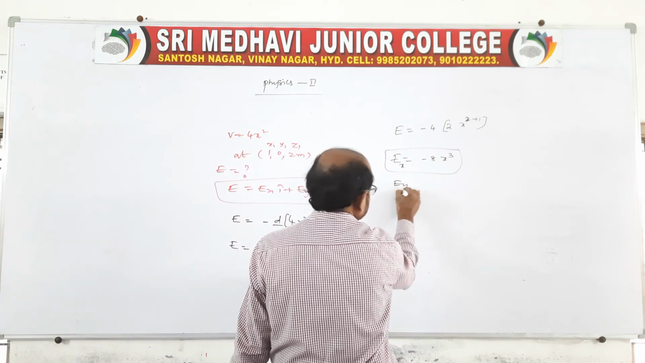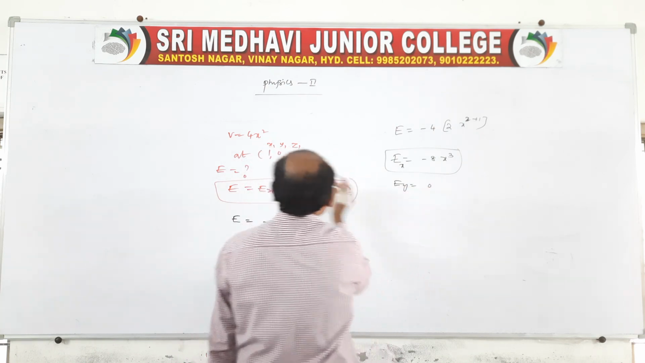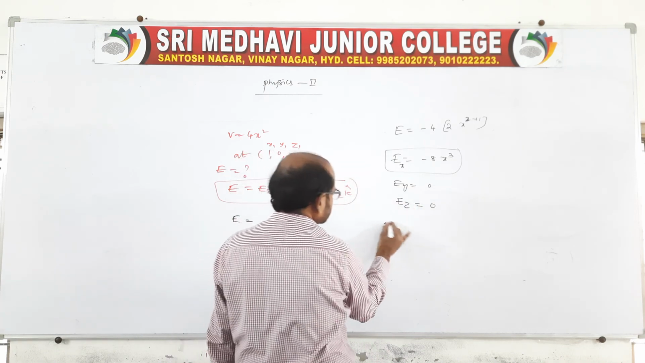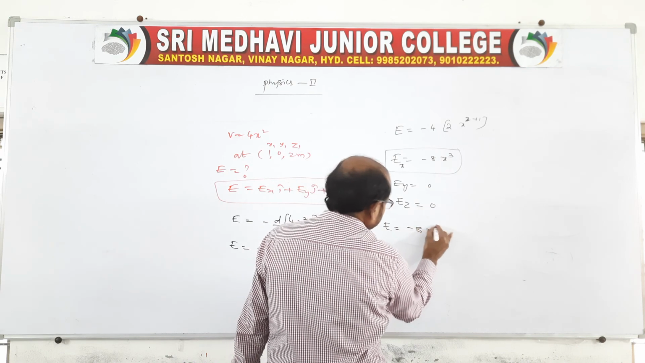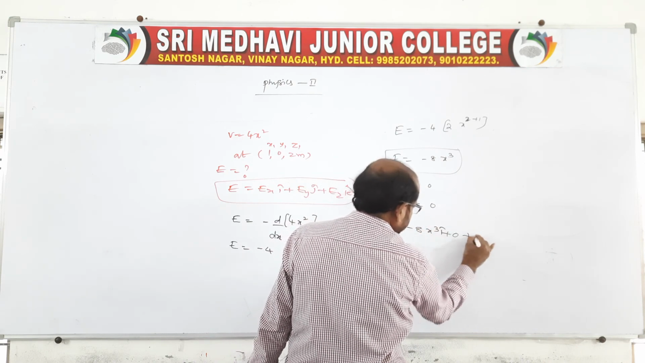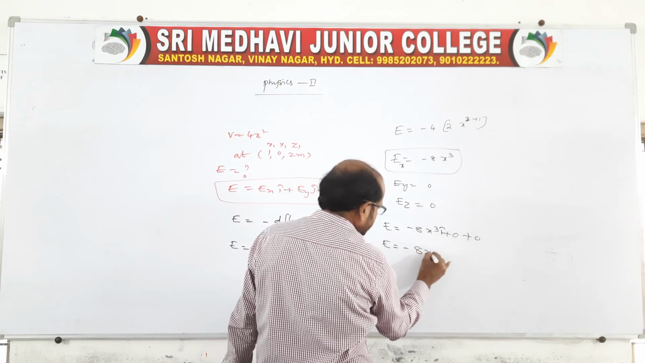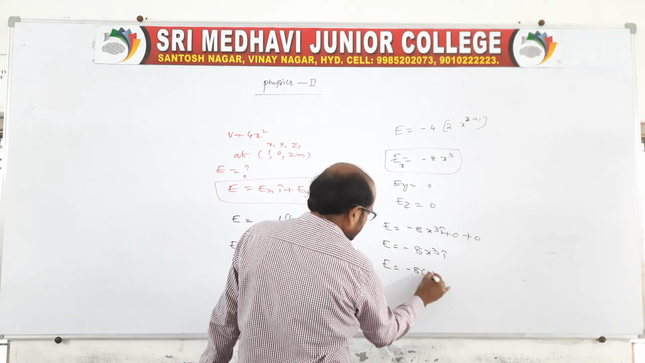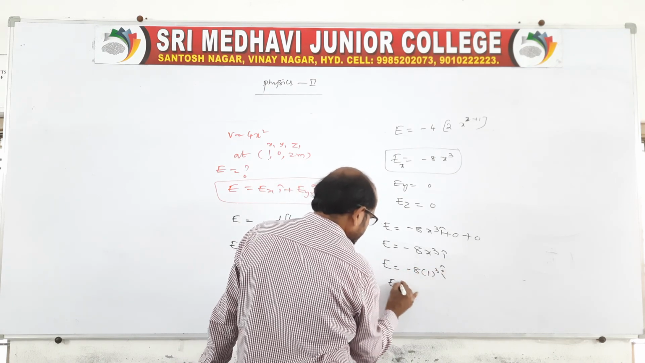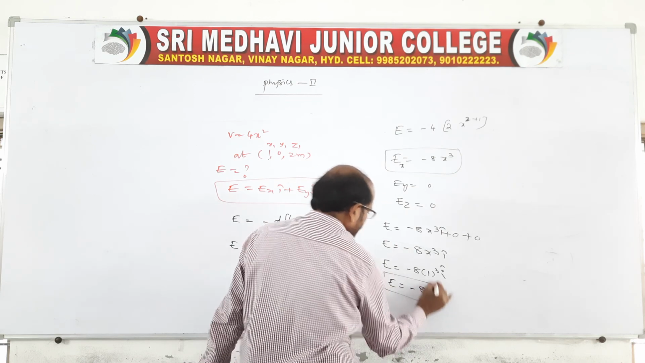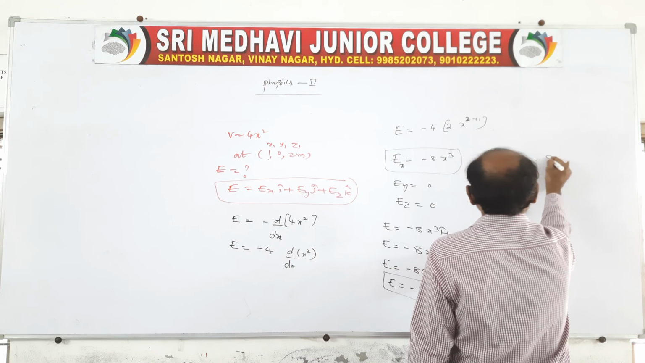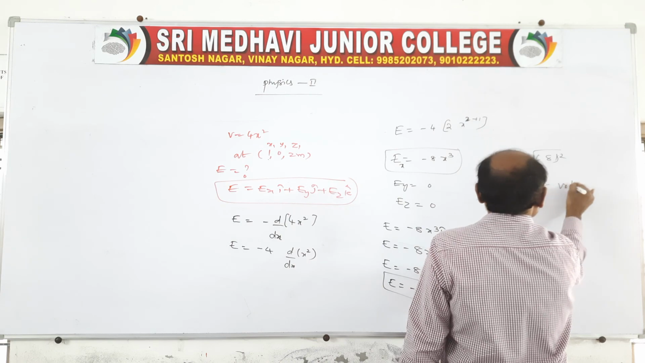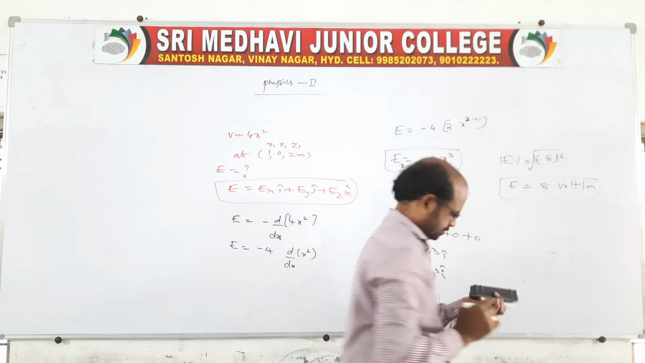What about y? Of course, in the expression there is no y term, so you say Ey is 0. And in the expression there is no z, so you say Ez is equal to 0. Now substituting these values, it will be minus 8x i cap plus 0, so E is equal to minus 8x i cap. So x will be how much? 1. So minus 8 into 1 into i cap. So E is equal to minus 8 i cap. Suppose you want the magnitude, then you take the root of the sum of squares. Then you will get the unit as volt per meter or Newton per coulomb.